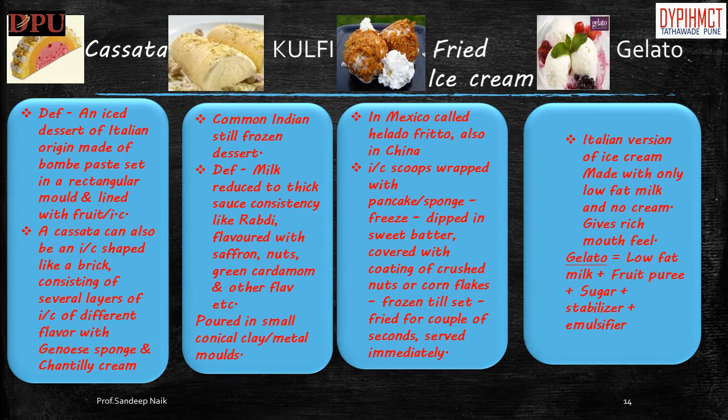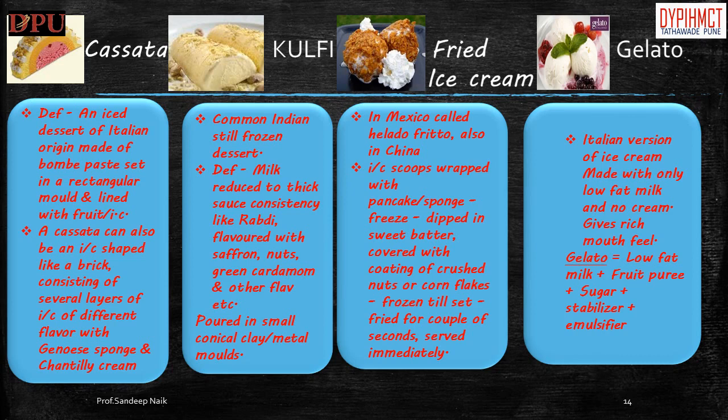Cassata, an iced dessert of Italian origin made of bombe paste set in a rectangular mold and lined with fruit and ice cream. Or a cassata can also be an ice cream shaped like a brick wall, consisting of several layers of ice cream of different flavors along with Genoa sponge and chantilly cream.